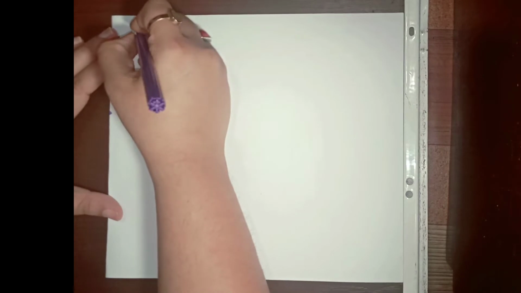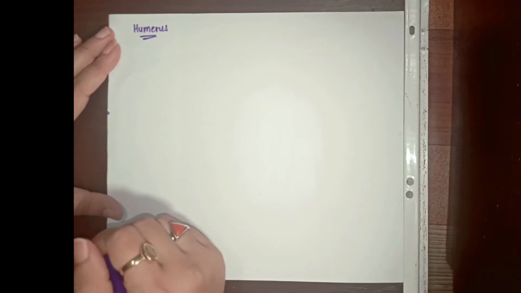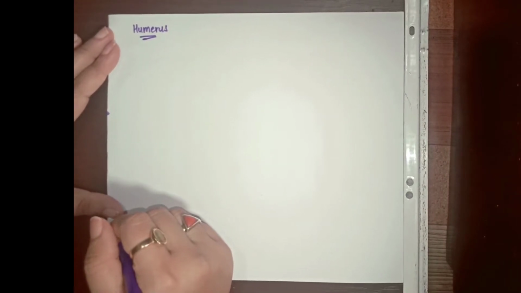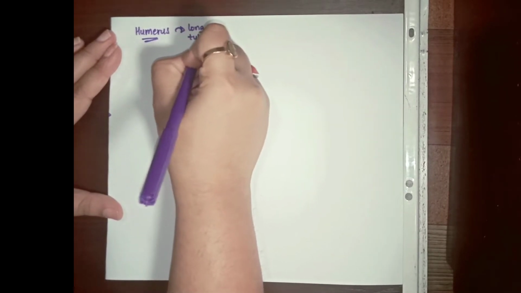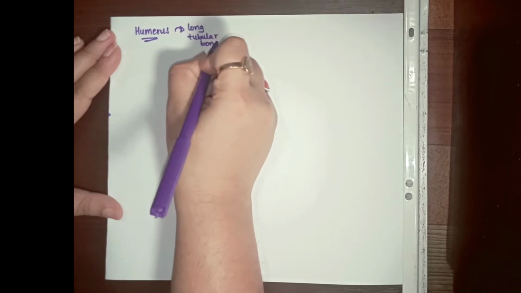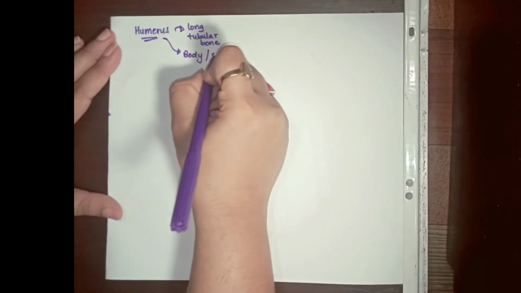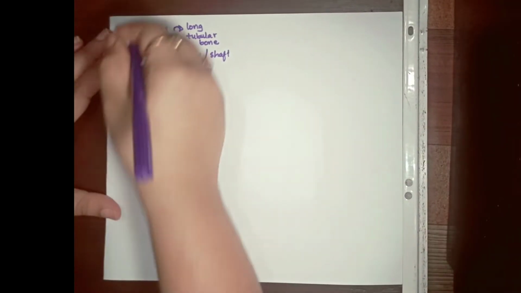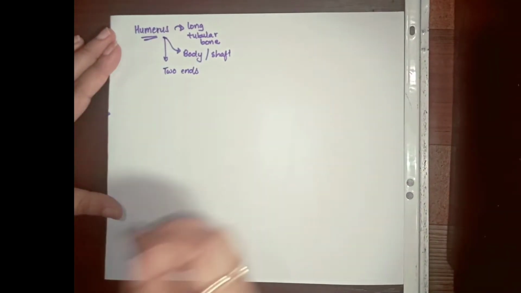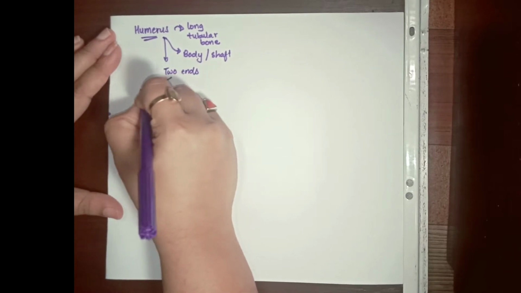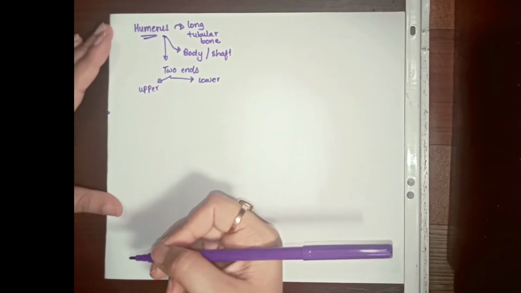So today our new topic is the humerus. Yes, of course you know that the humerus is a part of the upper limb, right? It is a long tubular bone which consists of a body, or you can say shaft, and two ends. The first is upper and the second is lower, or you can say superior or inferior ends.